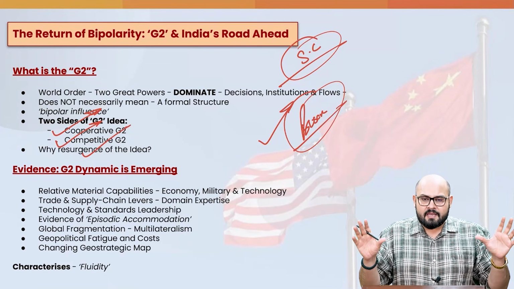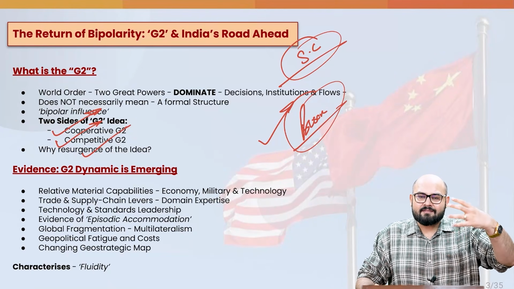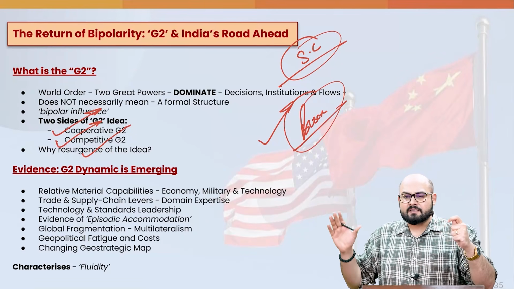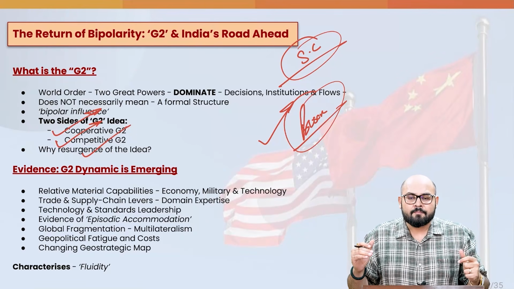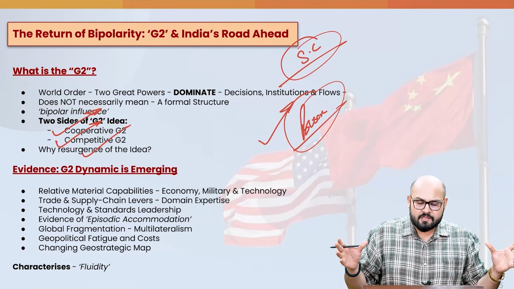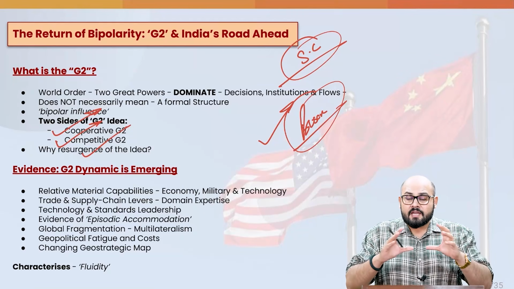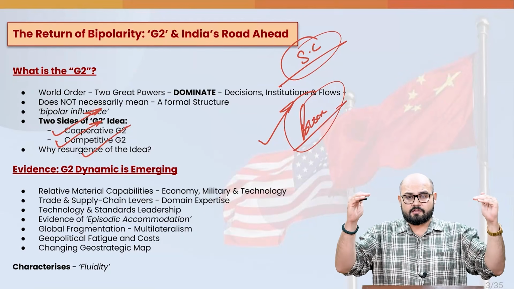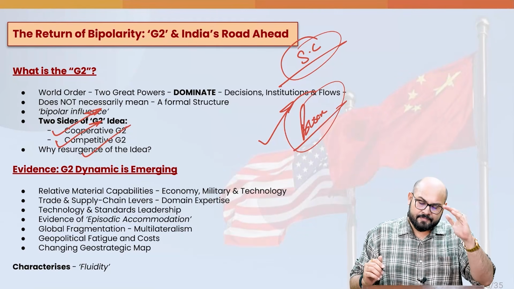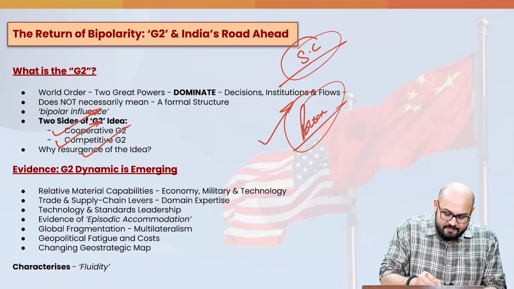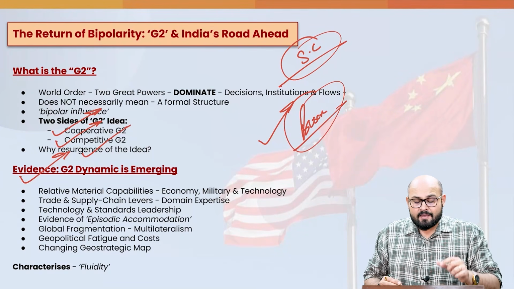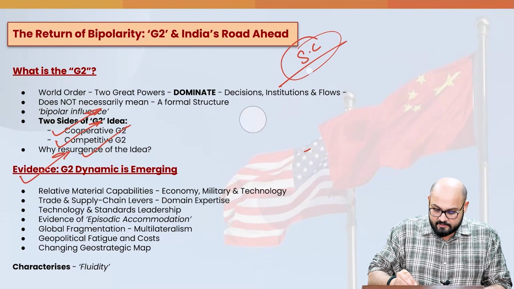See, this is very human nature, that if someone achieves a power status, he or she would not want the other person to surpass his abilities. Same thing applies to the nations as well, right? So USA and China would never want a country to surpass or exceed their capacities. That is what you'll have to understand. Now, what is the evidence that a G2 dynamic is emerging? A very important thing to understand.